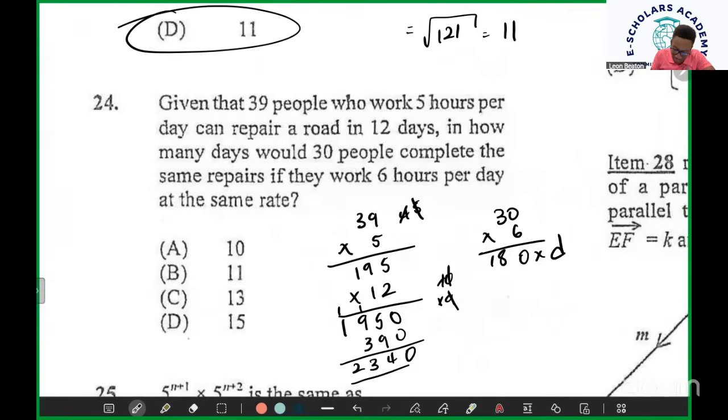So to find the number of days, we can just divide 2,340 by 180. So 2,340 divided by 180 will give us the number of days. This 0 will go with that 0. Let me see, 18 divided by 2 is 9. We don't have a calculator, so you've got to work these things out the smart way. So let me see, 34 and 34 is 17. So 117. And I think 9 could go into 117.